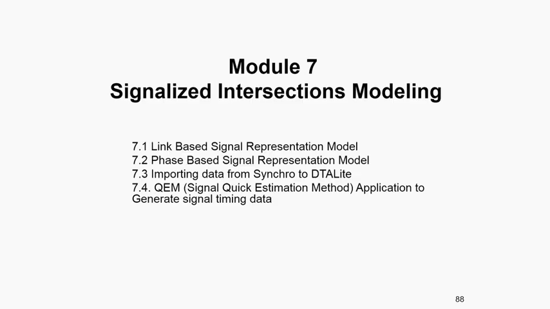Okay, welcome back, module number 7, Signalized intersection modeling. So in this process, we are going through 4 different modules: link-based signal, which is relatively simple, phase-based signal, and also number 3, how to import the standard data input from Synchro to DTA-Lite. And in the last step, we are going to use the QEM application to generate default signal timing data to evaluate the different signal scenarios.